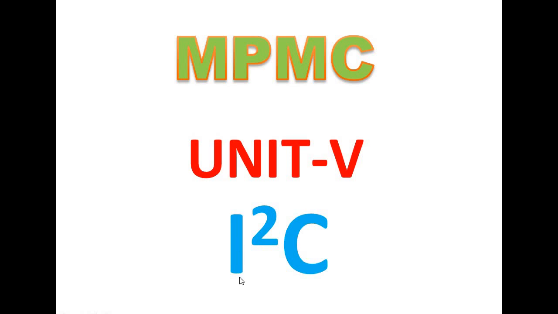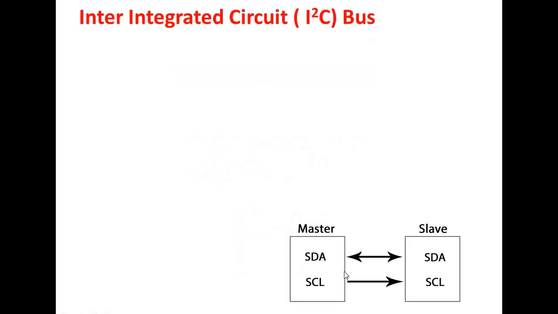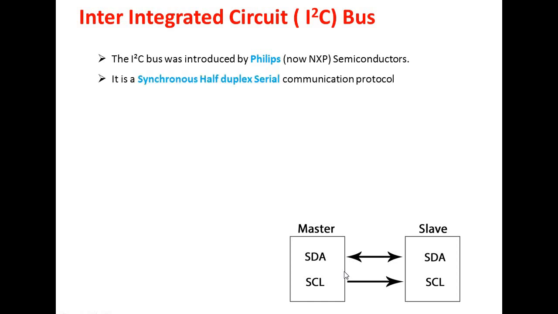In this class, I am going to deal with the I2C protocol, inter-integrated circuit. This I2C protocol was developed by Philips in 1982, which is used for interfacing low-speed peripheral ICs to your microcontrollers and microprocessors. And this protocol is used for short distance communication.